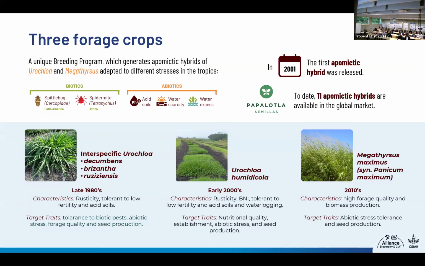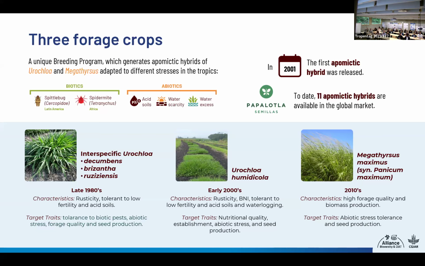We work on 3 forage crops, which maybe you're not familiar with. One is the interspecific Urochloa. This is the current name of the genus, which is more known as Brachiaria. This is the most advanced program that started in the 1980s and has already 11 apomictic hybrids released to the market through our private sector partner, which is Papalotla Seeds, a seed company based in Mexico with global presence.